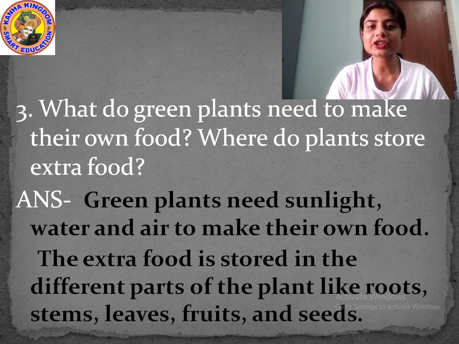I repeat my question. What do green plants need to make their own food? Where do plants store extra food? The answer is, green plants need sunlight, water and air to make their own food. The extra food is stored in the different parts of the plant like roots, stems, leaves, fruits and seeds.